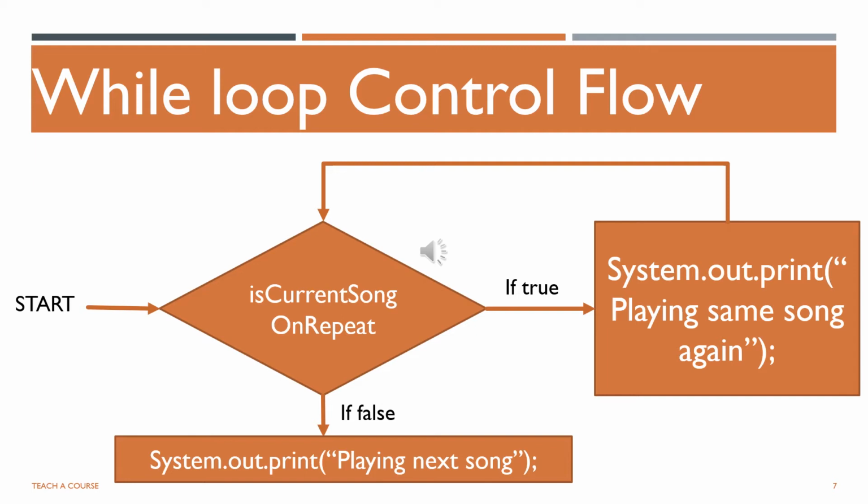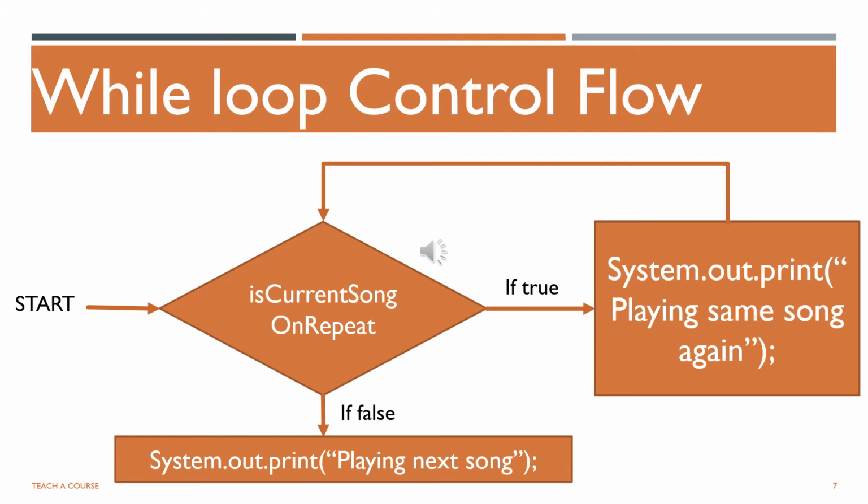Filling in the condition of the while loop, we say our condition is current song on repeat? For the statement to execute, if the condition is true, we print playing same song on repeat and give an option for the user to take the song off of repeat. If the condition is false, we can print playing next song. Now, if the current song on repeat is never true, then playing the same song again will never be printed.